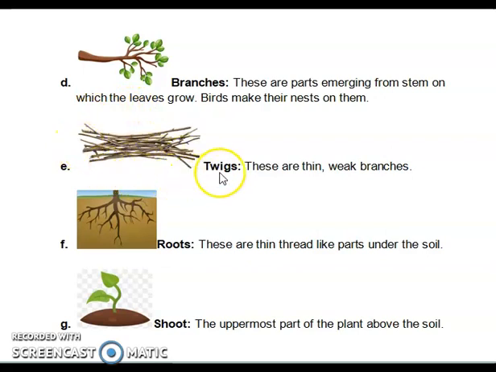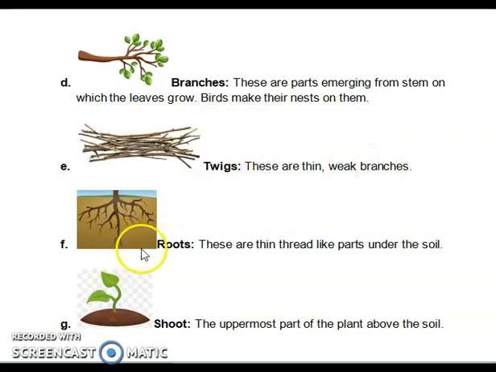Now the next one is twigs. Twigs are thin, weak branches. These are very thin branches, very soft, very delicate. If you hold it, it will break very easily. So with these twigs and all, birds make their nest as well. You must have seen these twigs. In the picture you can see the twigs.